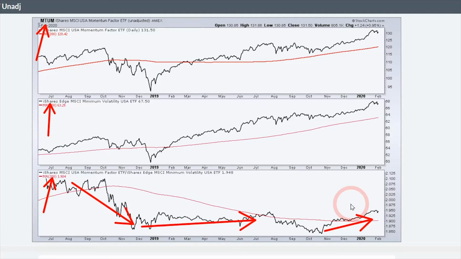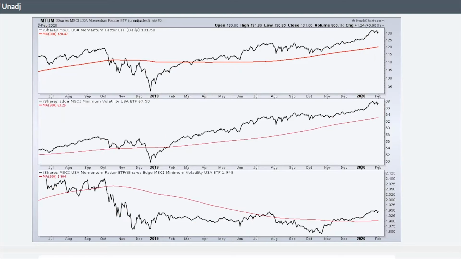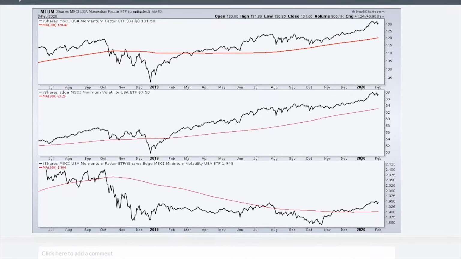Now, if you look at the individual price charts, they kind of move similarly, but you can see momentum broke below the 200-day when minimum volatility basically held, and then momentum stayed below that 200-day in November, December, and declined. But they're both rising here. But as I said, it's not the ideal measure for risk on and risk off.